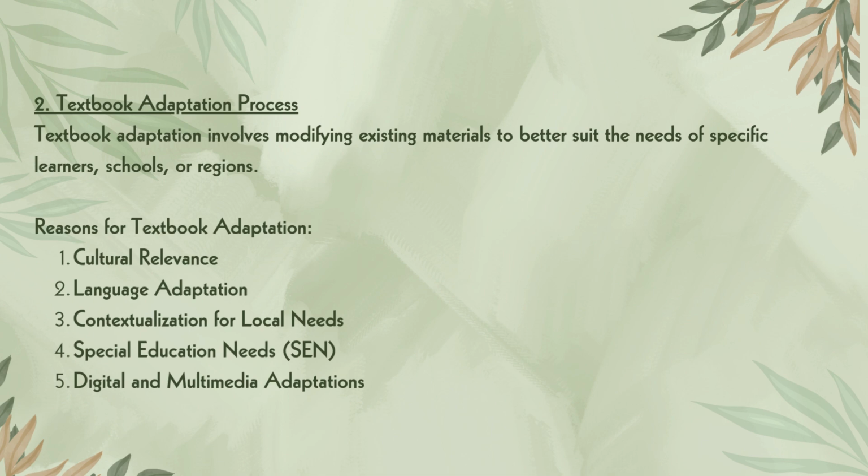The textbook adaptation process involves modifying existing materials to better suit the needs of specific learners and schools or regions. So reasons for textbook adaptation, we have cultural relevance, language adaptation, contextualization for local needs. So it's why during my time, there are subjects that we had that right now they don't have, and there are also subjects right now that we didn't have during our time.